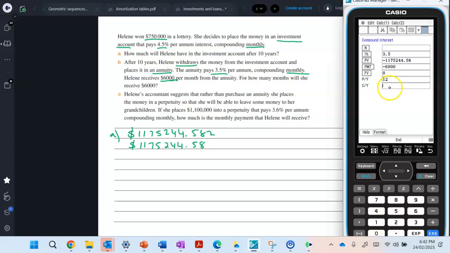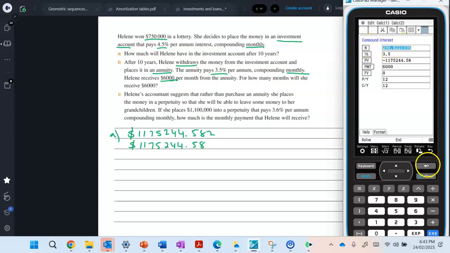All right, so PY and CY is 12 and 12. So we want to know how long this annuity is going to last. So I press N. It's going to last 155 months. Now, I wonder why that's negative. So my payment, because it's money coming to Helene. All right, let's just check that.